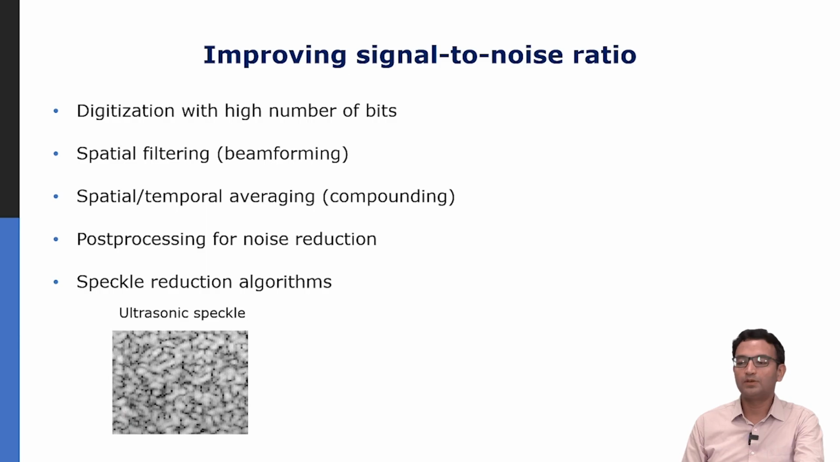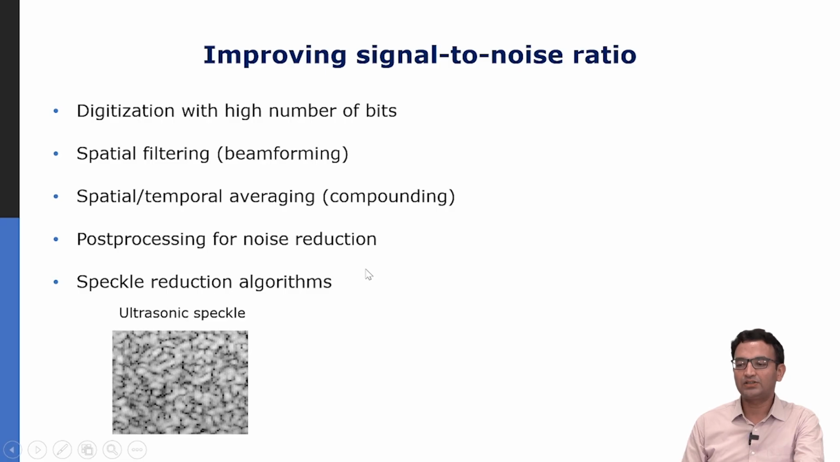I could perform some post processing for noise reduction, for denoising. I can use adaptive filters. For example, I could use a Wiener filter, or I could use wavelet denoising, and these kinds of post processing can be used to reduce the noise and improve the signal to noise ratio.